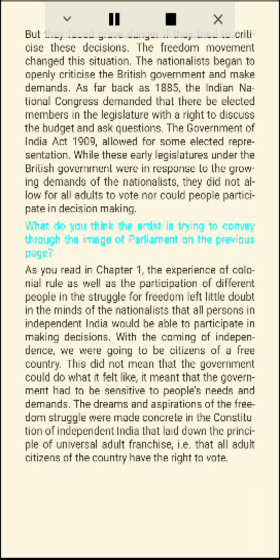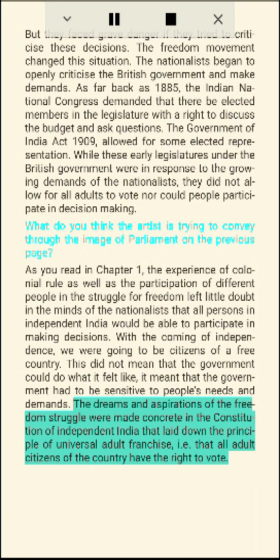As you read in Chapter 1, the experience of colonial rule as well as the participation of different people in the struggle for freedom left little doubt in the minds of the nationalists that all persons in independent India would be able to participate in making decisions. With the coming of independence, we were going to be citizens of a free country. This did not mean that the government could do what it felt like. It meant that the government had to be sensitive to people's needs and demands.